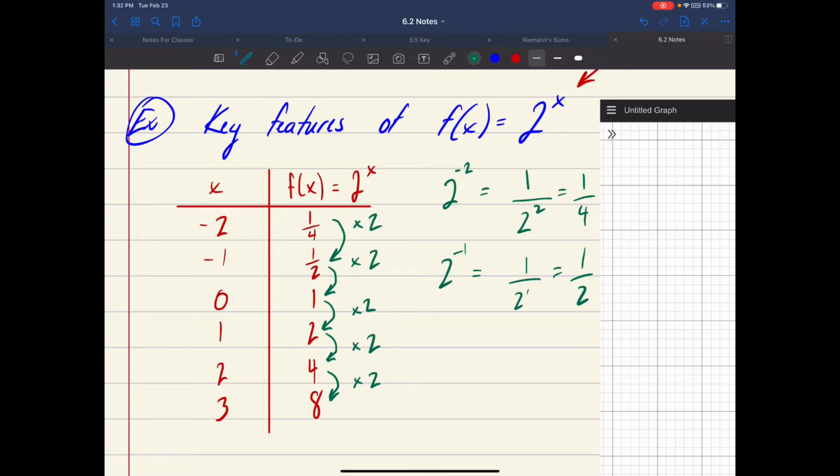So for all of these, it's a doubling that's happening as the y values get larger. So that's what's going to happen for all of these exponential functions. They're going to have some ratio that is consistent as each x value increases by 1.